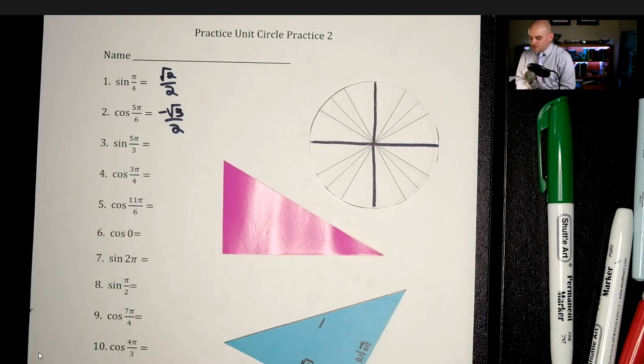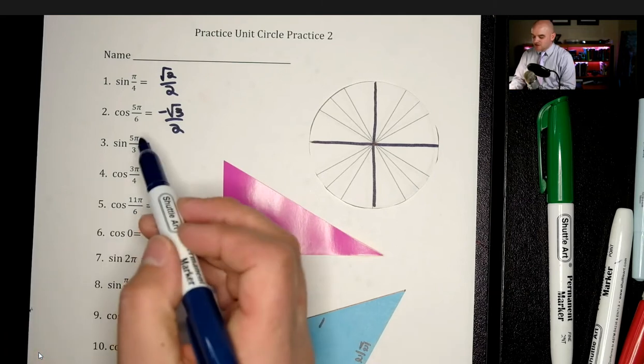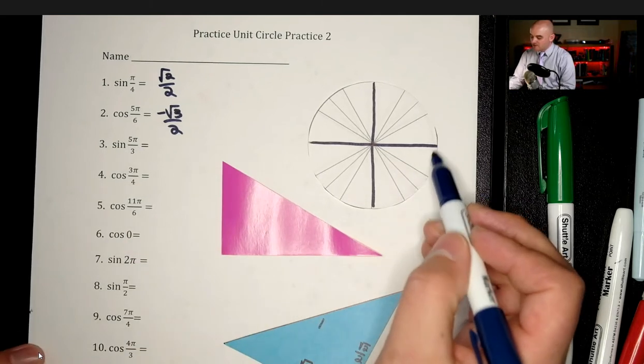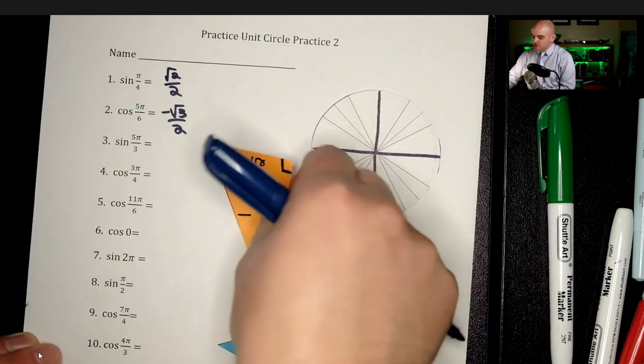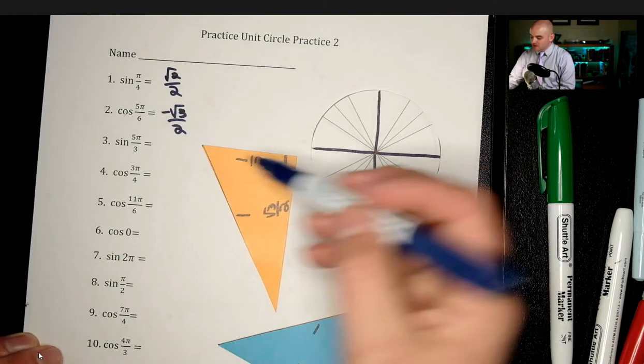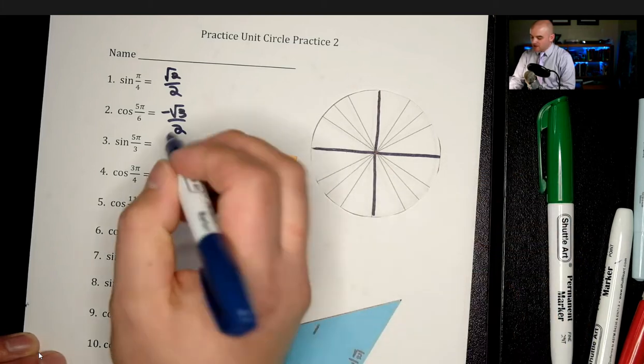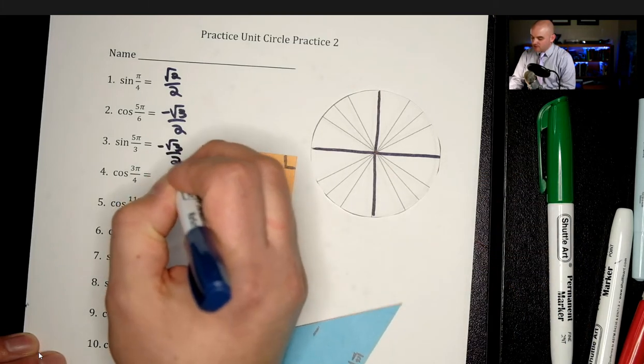5 pi over 3. I think, okay, that is just 1 pi over 3 shy of 6 pi over 3. So we're talking about right here, and my triangle is going to be oriented like that. I want the sine, which is the y value, so it's going to be negative root 3 over 2.